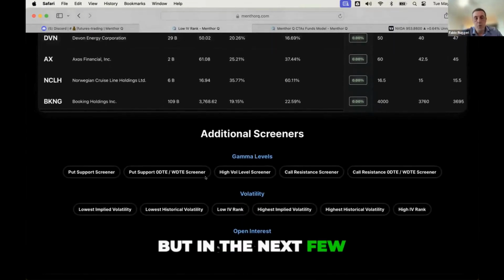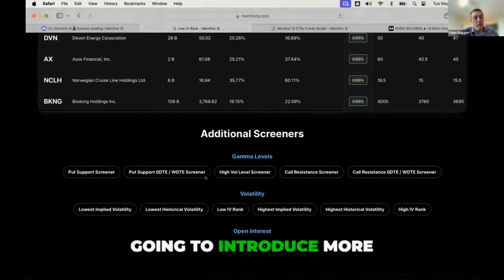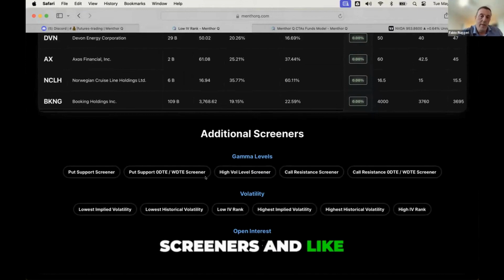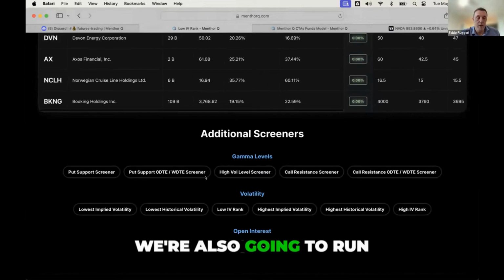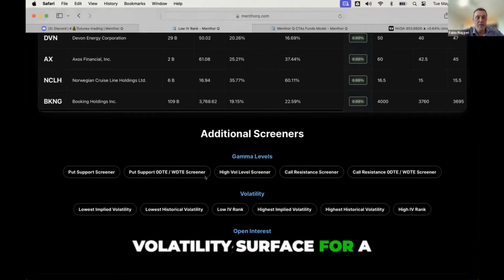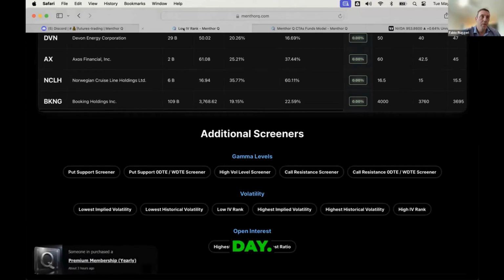In the next few weeks and months, we're going to introduce more advanced screeners, like gamma expiration screeners, and delta and all of that stuff. We're going to keep you posted on that. We're also going to run some screeners on volatility surface models, showing how the volatility surface for a company has changed, which can dictate the type of strategy that you might want to employ for the day.